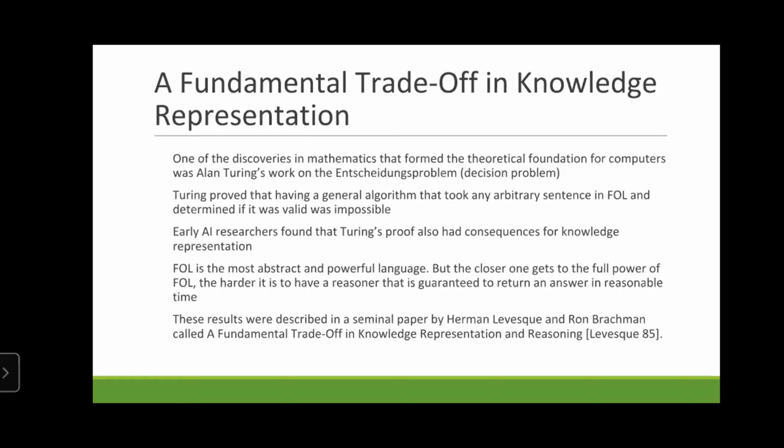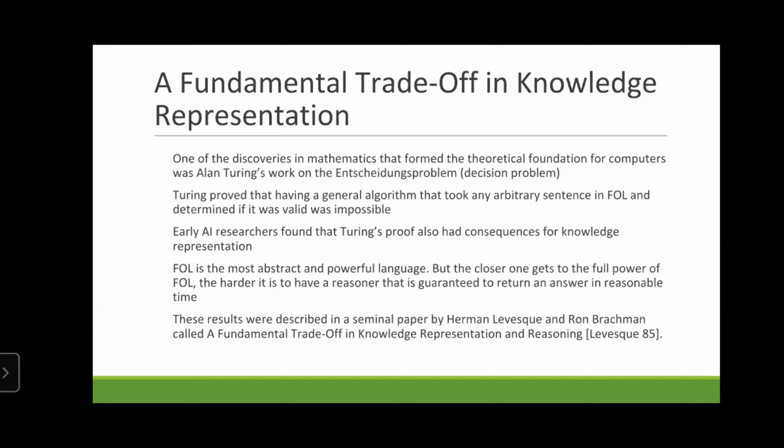Going back to the Greeks, they had an algorithm for determining the validity of any sentence in propositional logic. First order logic just adds quantification to propositional logic. So people thought that there would be such an algorithm if someone could discover it. But what Turing proved, and also Alonzo Church proved the same thing in a different way at more or less the exact same time, was that it was impossible to have such an algorithm.